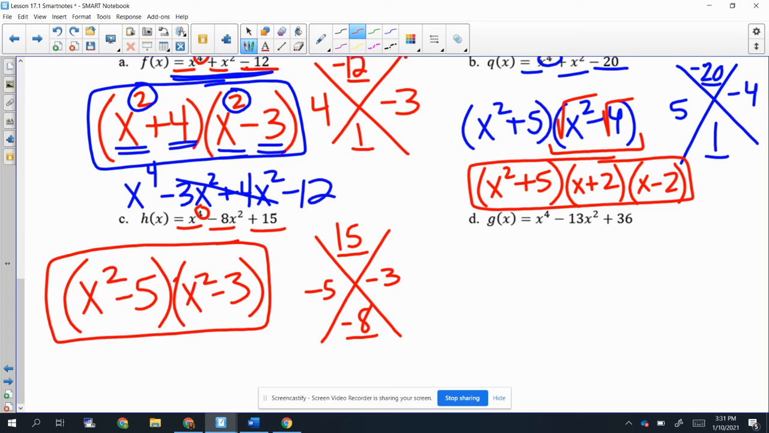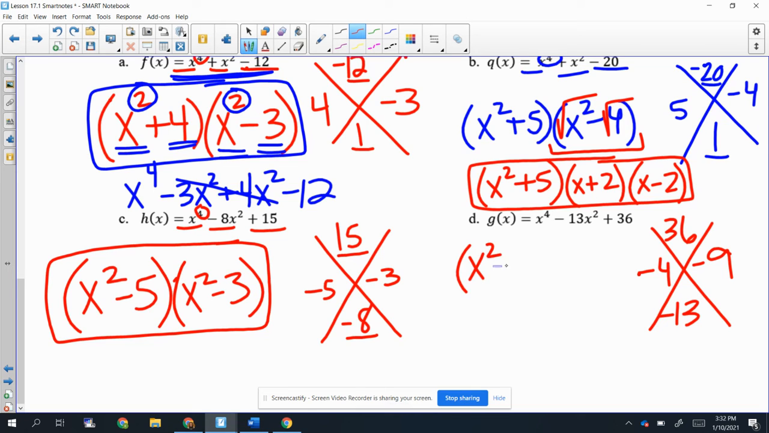Awesome. Again, I want you guys to pause the video and try part D on your own. All right, so part D, what two numbers multiply to 36 that add to negative 13? You should be getting negative 4 and negative 9.